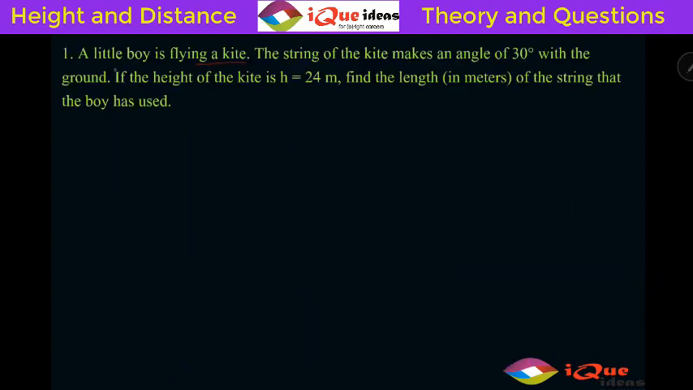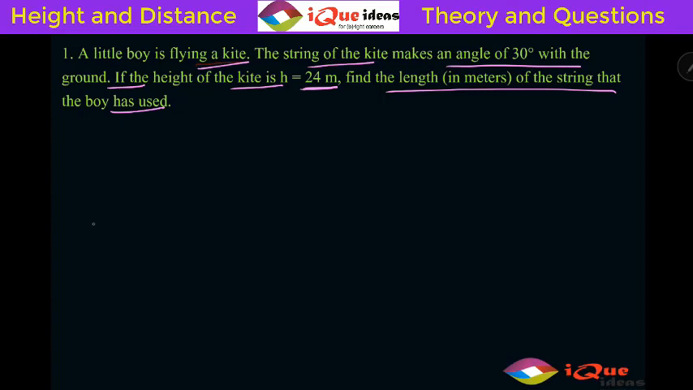Now let's take up the first question. It says a little boy is flying a kite. The string of the kite makes an angle of 30 degree with the ground. If the height of the kite is h equal to 24 meter, find the length of the string that the boy has used. Usually, all of us would have done this in our childhood.